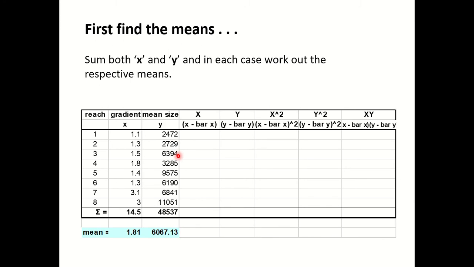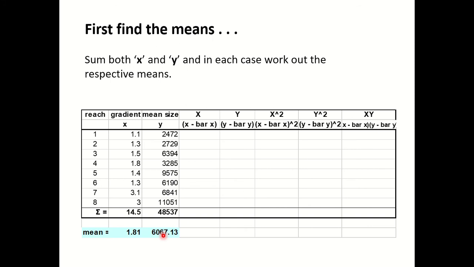First step. I need you to sum, remember that means add up, x and y, and in each case work out their respective means. So, we add up all of these numbers and we get 14.5. I take 14.5 and I divide it by n, which you should know by now is the number of rows in the table, and we get 1.81. Add up all these numbers, you should end up with that figure, divide by the number of rows, and you should end up with that figure. Okay, so that's so far so easy.